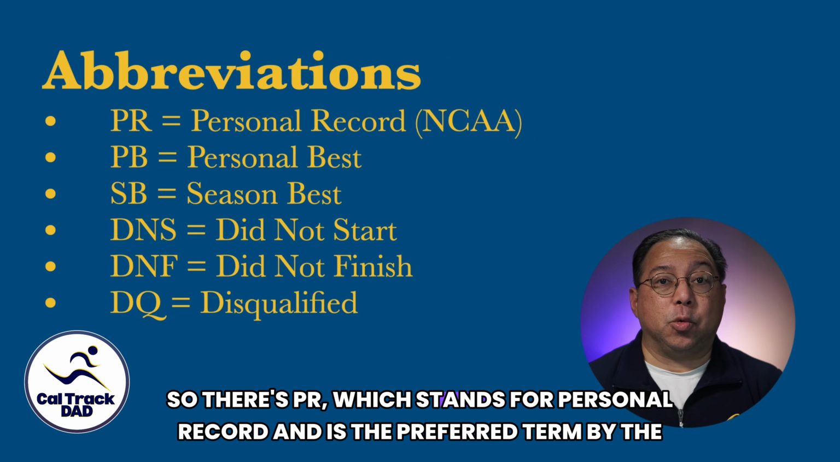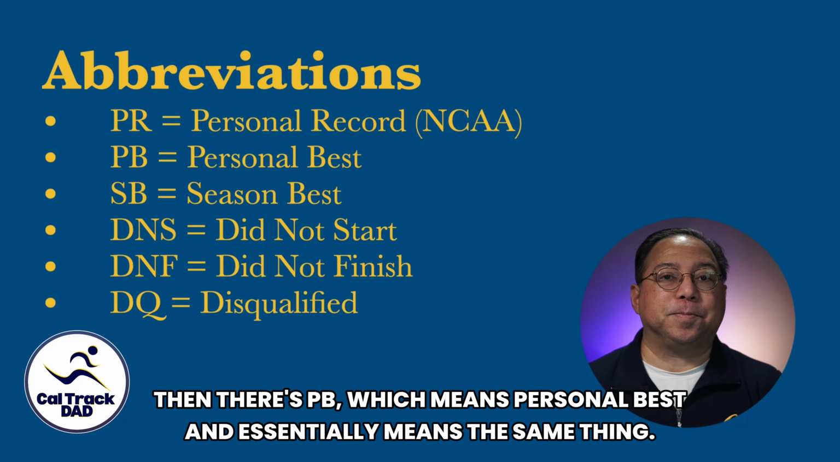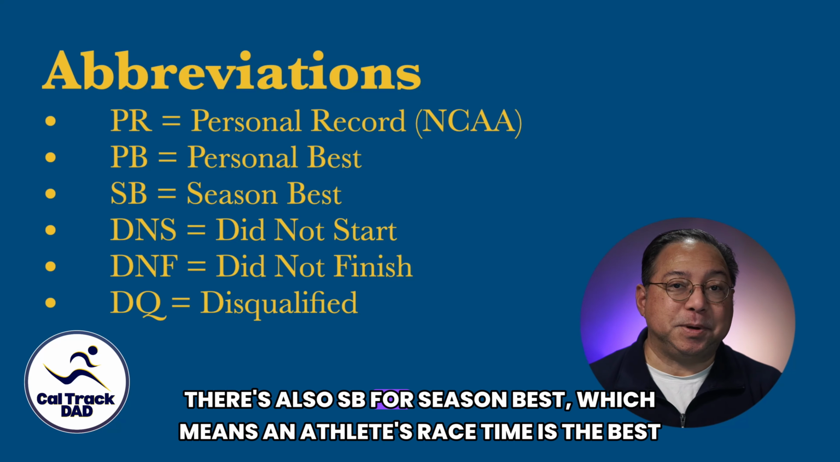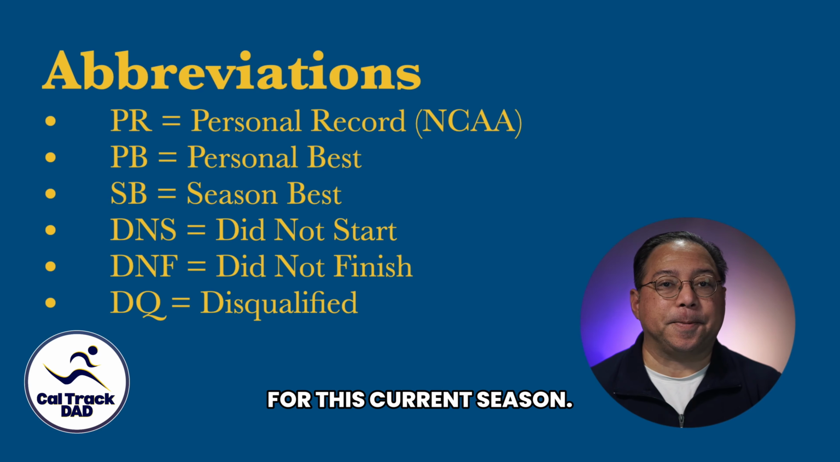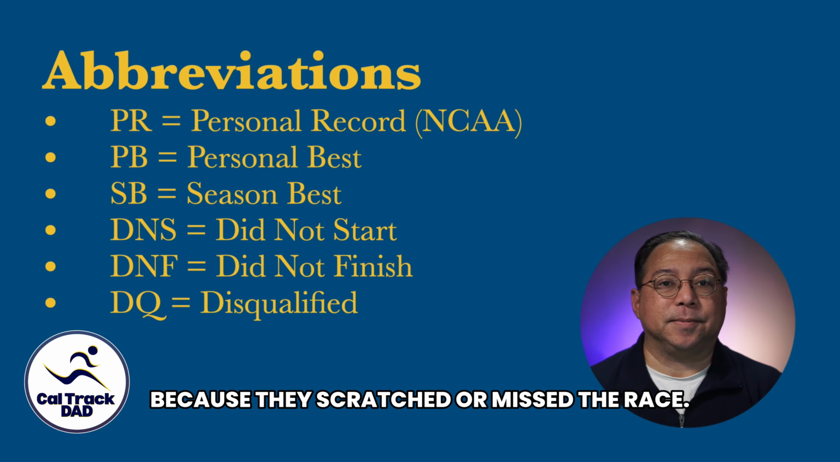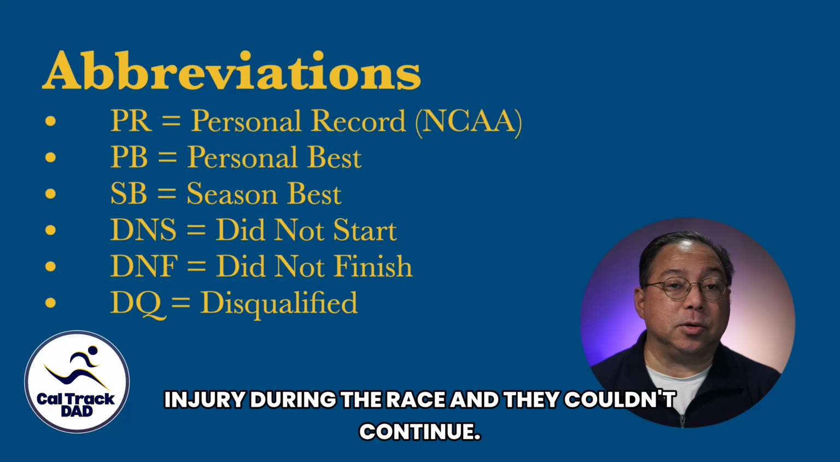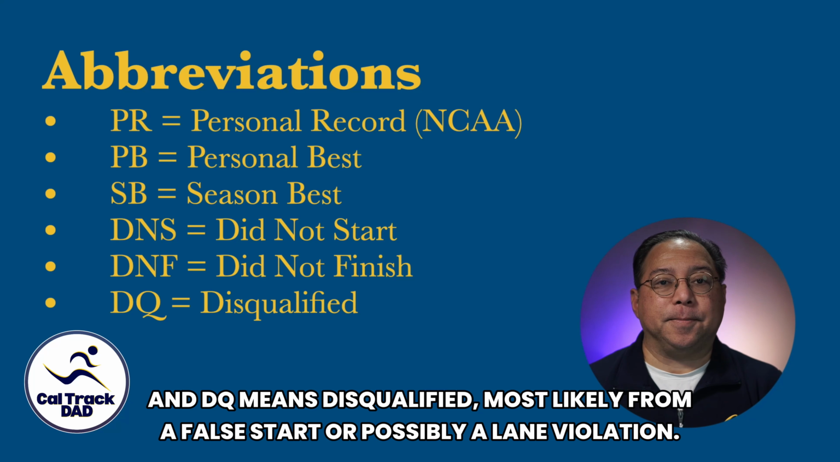So there's PR, which stands for personal record and is the preferred term by the NCAA. Then there's PB, which means personal best and essentially means the same thing. There's also SB for season best, which means an athlete's race time is the best for this current season. DNS means an athlete did not start an event that they were registered for, possibly because they scratched or missed the race. DNF means an athlete did not finish a race that they had started, possibly because of an injury during the race and they couldn't continue. And DQ means disqualified, most likely from a false start or possibly a lane violation.